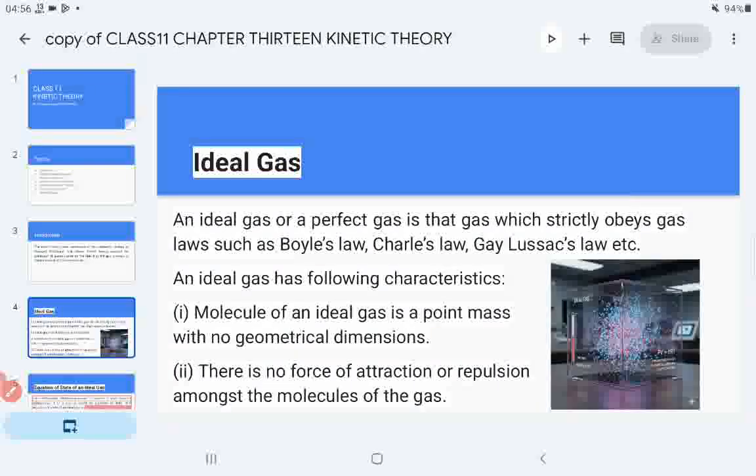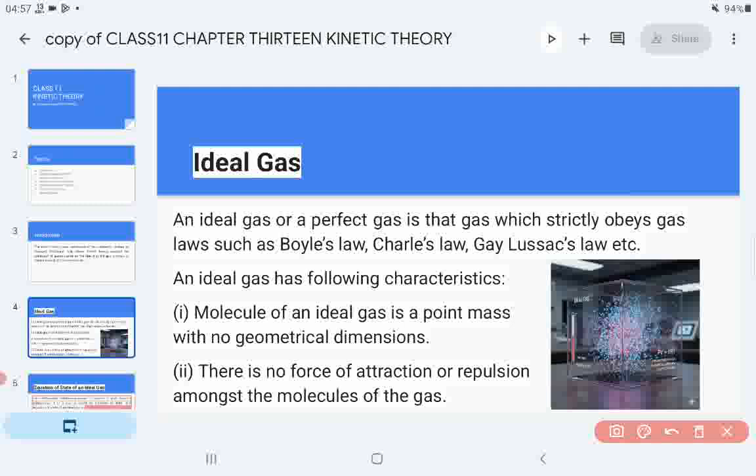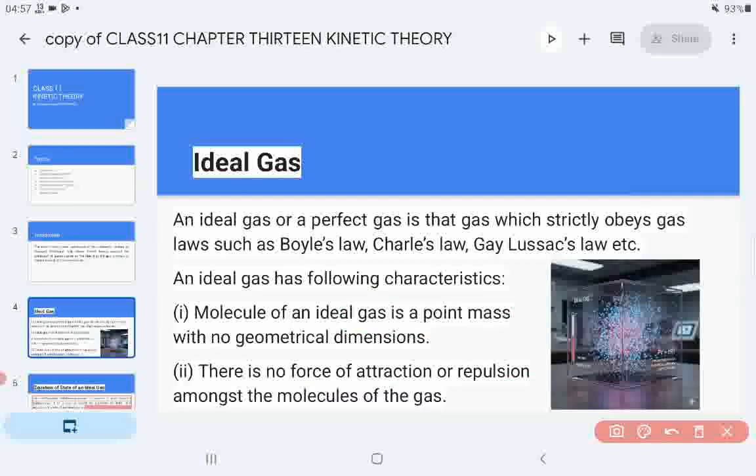An ideal gas is a perfect gas which satisfies all the laws which we have studied: Boyle's law, Charles' law, and there is one Gay-Lussac law. Before going ahead, we first have to assume that the ideal gas has some properties. We assume that a molecule of an ideal gas is a point mass, not a very big object, and there is no force of attraction or repulsion amongst the molecules. Means the molecules do not have any intermolecular force of attraction between them. They are just colliding with each other, and this collision is perfectly elastic.